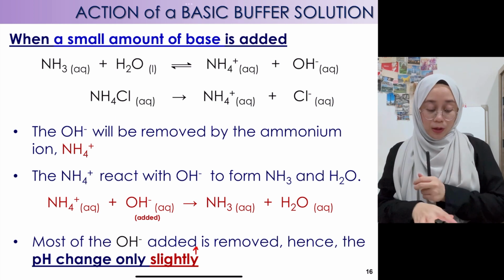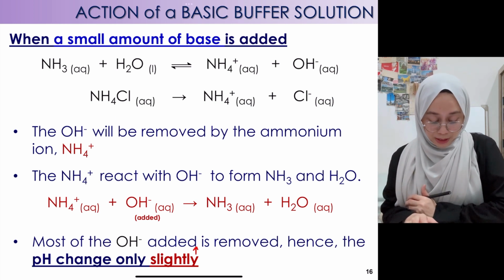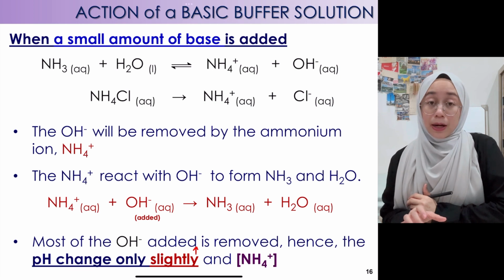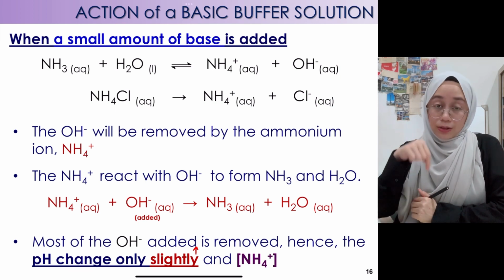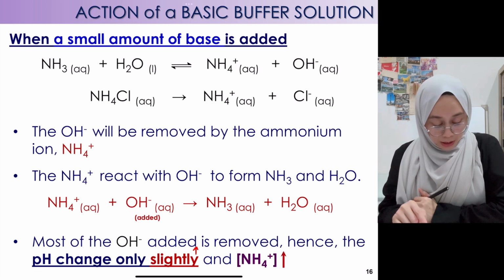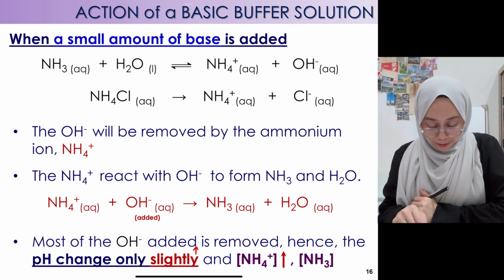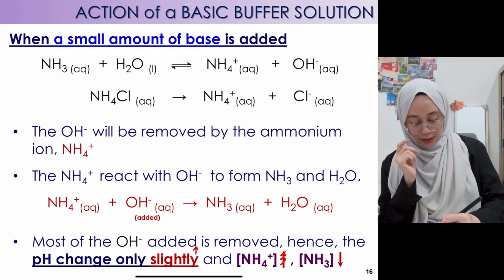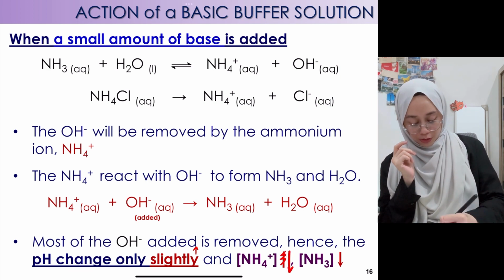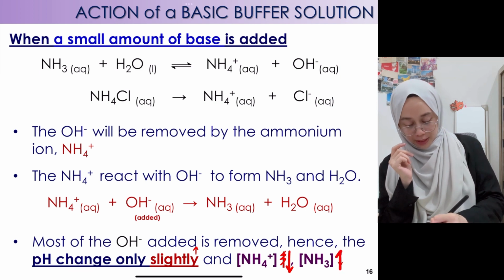Okay, and then what happened to the concentration of kita punya ammonium ion? So since ammonium ion is used to remove the OH minus, therefore concentration dia akan menurun. Meanwhile, concentration of ammonia pula akan meningkat. Okay, so terbalik ni sebenarnya. So yang ni menurun sepatutnya, yang ni pula yang meningkat.